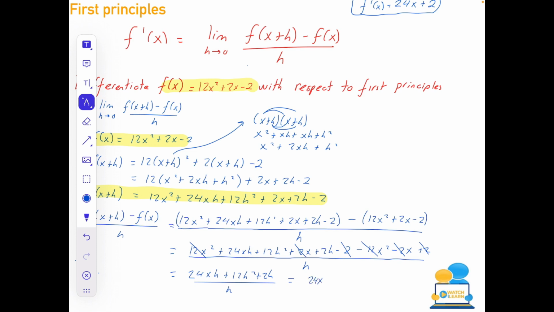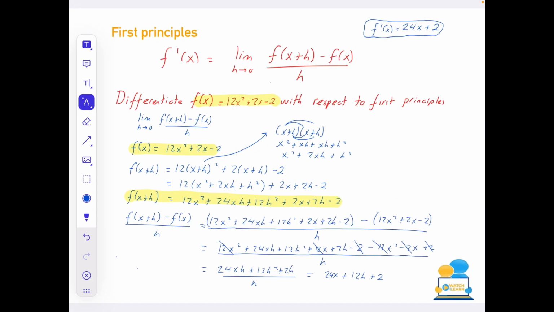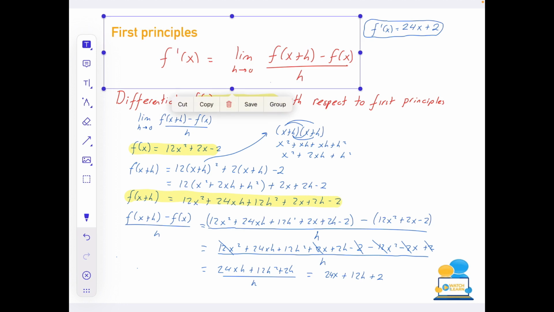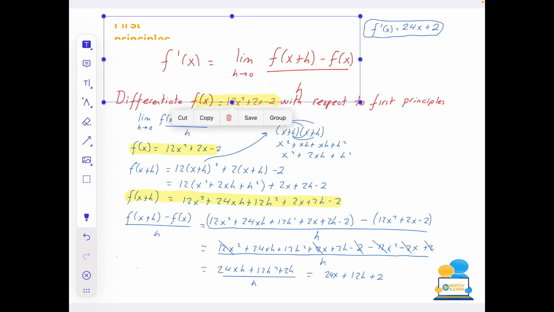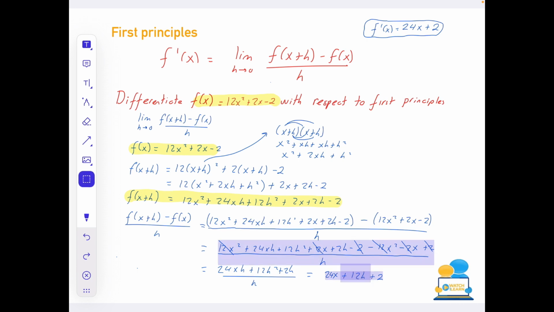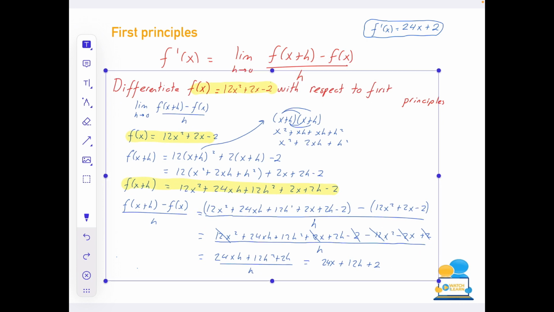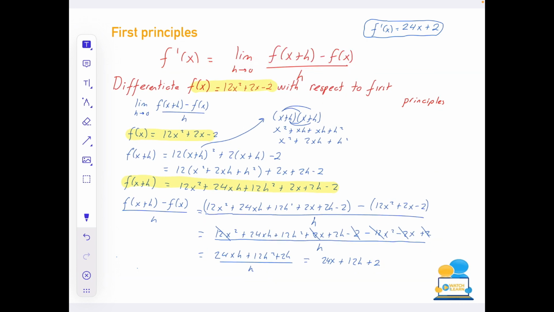Now, because everything on top has an h, we can divide the h in. So that is going to leave us with 24x plus 12h plus 2. Okay, so this is getting quite long, but once you keep yourself organized, we just have another line or two left to go. So that's my f of x plus h minus f of x, divided by h.